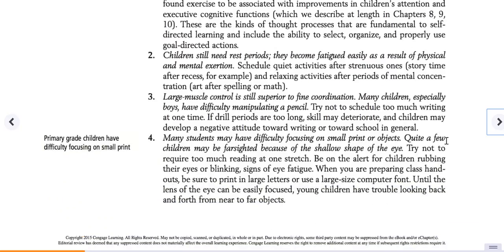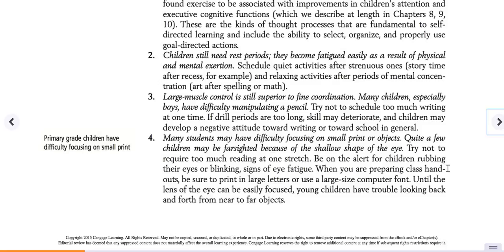Children still need rest periods. They become fatigued easily as a result of physical and mental exertion. Schedule quiet activities after strenuous ones, story time after recess, for example, and relaxing activities after periods of mental concentration, art after spelling or math.